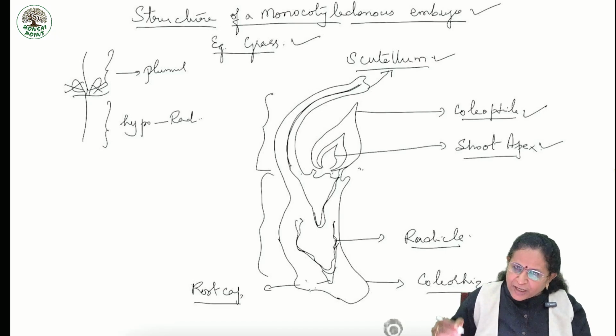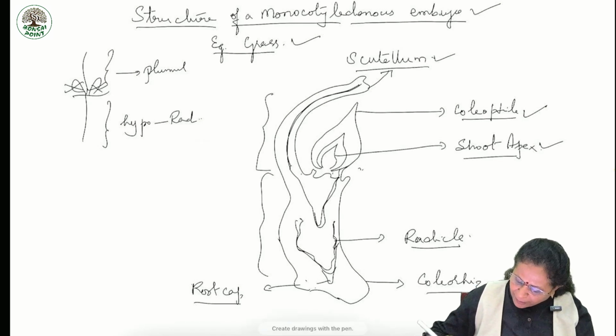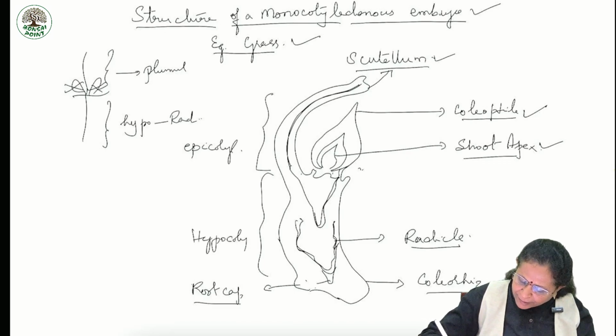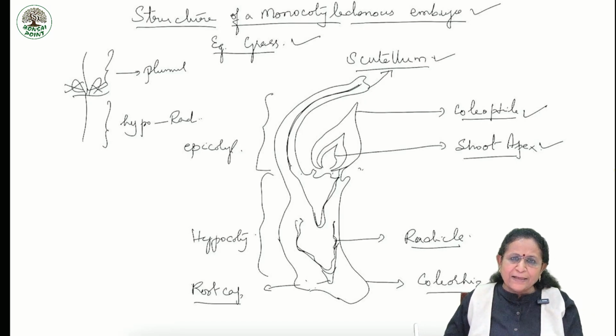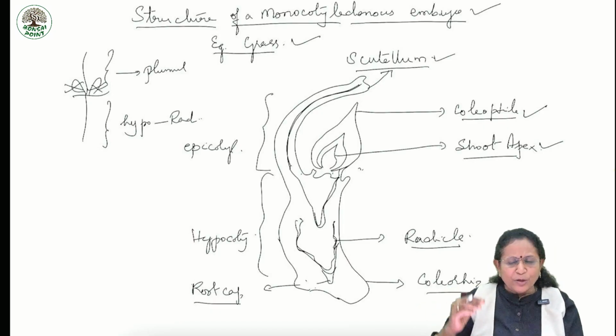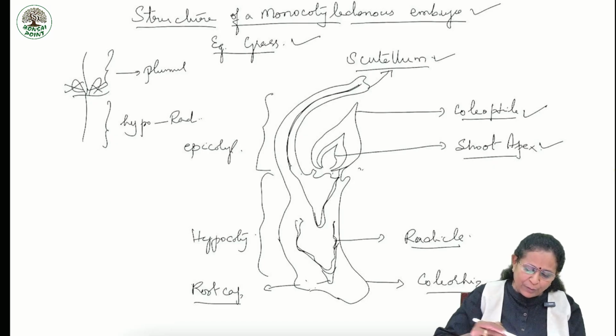This is the structure of a monocotyledonous embryo. See, if this is the cotyledon, the upper portion is said to be epicotyl and the lower portion is said to be hypocotyl. Epicotyl gives rise to plumule, you know that, and hypocotyl gives rise to radicle. Plumule later develops into shoot system, radicle later develops into root system. So, this is the structure of a monocotyledonous embryo. Is it clear? Okay. Yes, students.